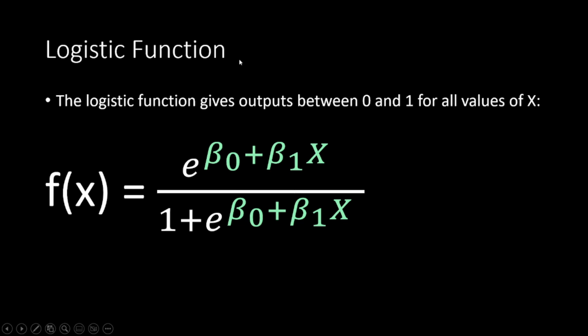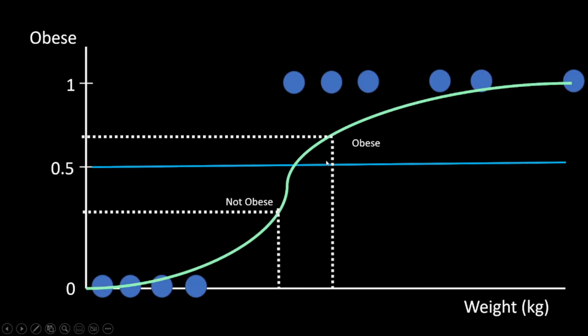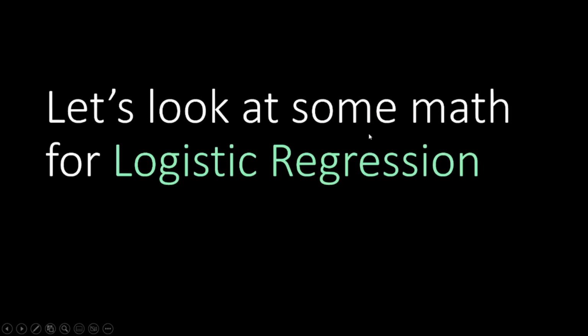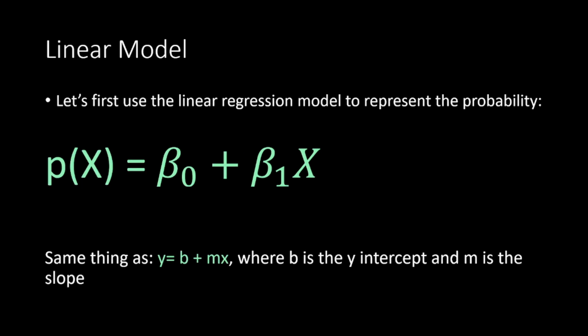And so this is the logistic function, right? The logistic function gives outputs between 0 and 1 for all values of x. So that's what the probability is, and that's the curve we were seeing here. And if you notice, we have some universal constants. In this case, we have Euler's number, e, and it's e to the power of mx plus b, right? So that is the linear model we have here.